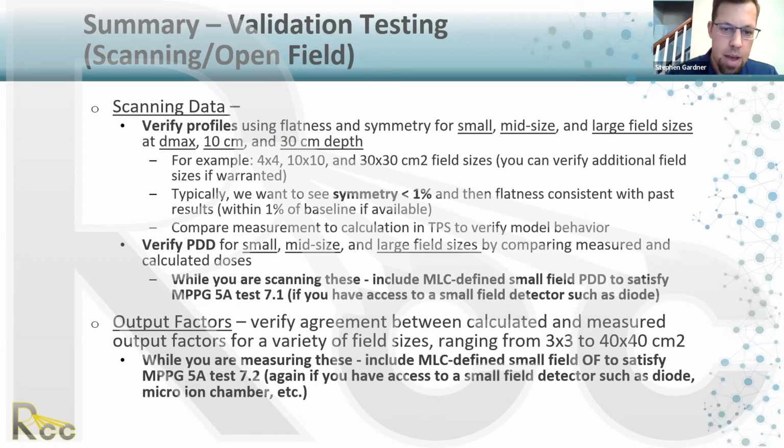For output factors, we can verify the agreement between the calculated and measured output factors for a variety of field sizes. You want to cover the range of field sizes that you're going to be using or that are possible to be used. It's very simple. You can mimic the measurement geometry in the treatment planning system, whatever SSD you use, whatever depth, calculate the different field sizes, and then compare the planning system result to the output factor measurement result. And again, it's very important to use appropriate detectors for the field sizes that you're using.